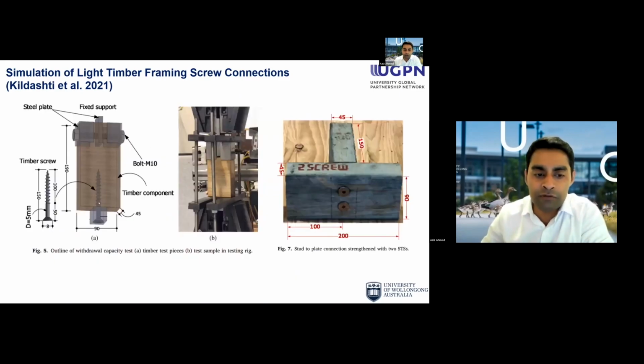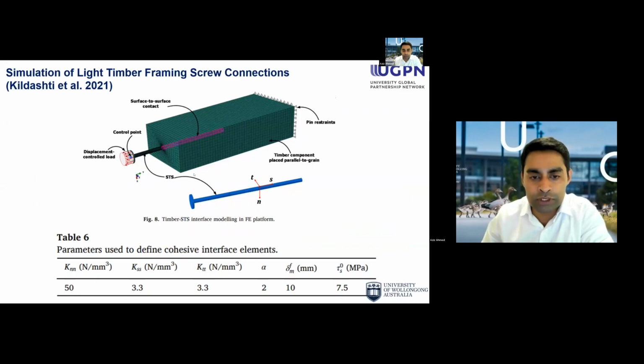If you apply enough force, the thread begins to get loose from the timber, and then the connection capacity gradually reduces. So you can model the withdrawal capacity of a screw without really modeling the threads. That's the advantage of using this method, which we intend to use because we'll also be doing withdrawal capacity tests for engineered bamboo for screws.